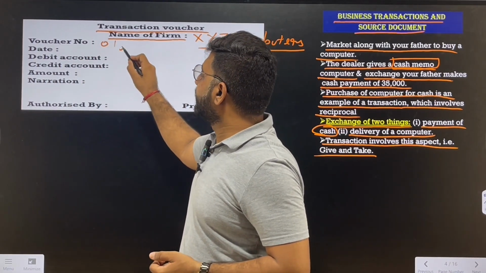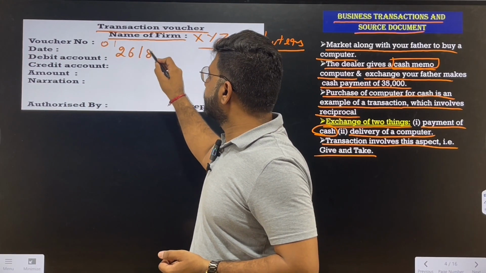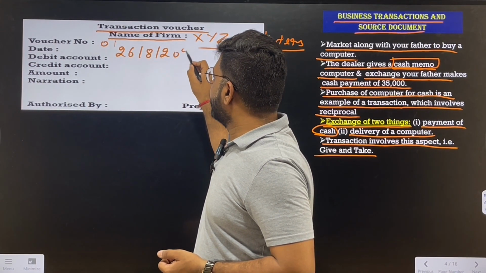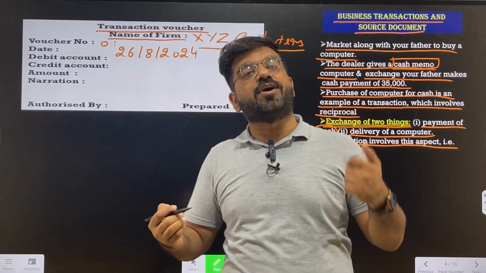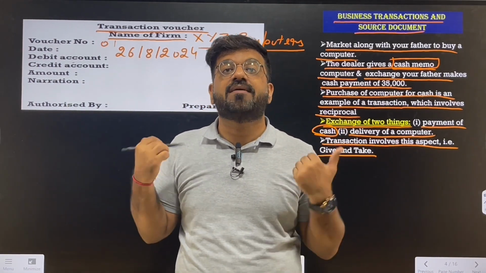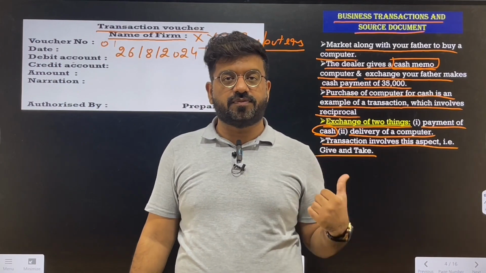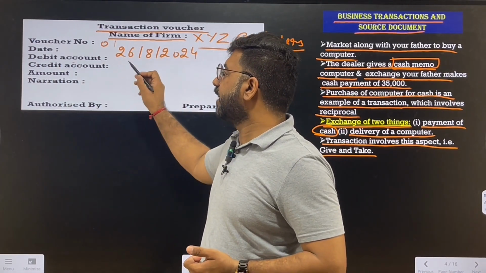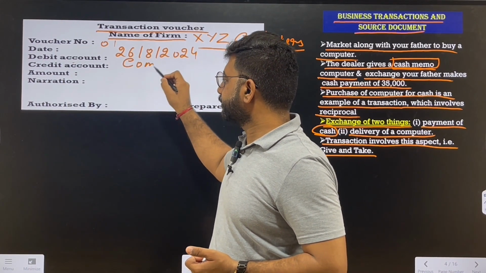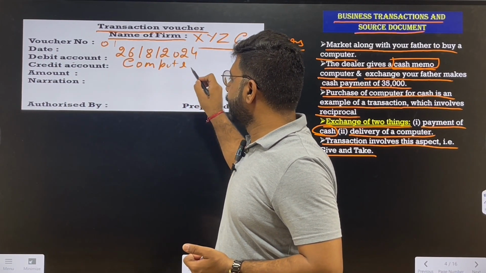Suppose the date is 26th of August 2024. The date will be written. After that, the debit account: what is to be debited and what is to be credited. We will be seeing this in a few further classes, but just to make you understand, suppose the debit item is computer.